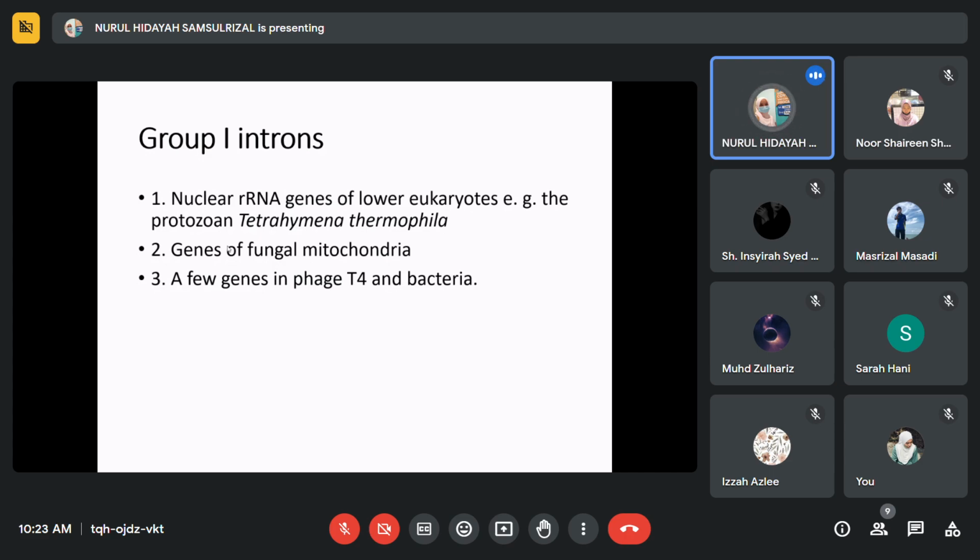So basically yang ni you dah pernah belajar in terms of group 1, we have nuclear RNA genes of the lower eukaryotes, and the genes of fungal mitochondria and a few genes in phage T4 and bacteria. So kebanyakan group 1 ni ada dekat sini, which is the lower eukaryotes. Ini antara kategori-kategori di mana kita boleh jumpa group 1 introns.